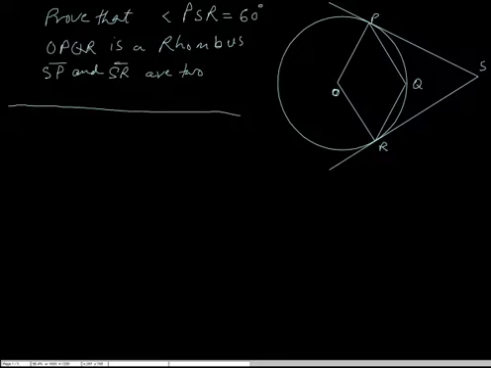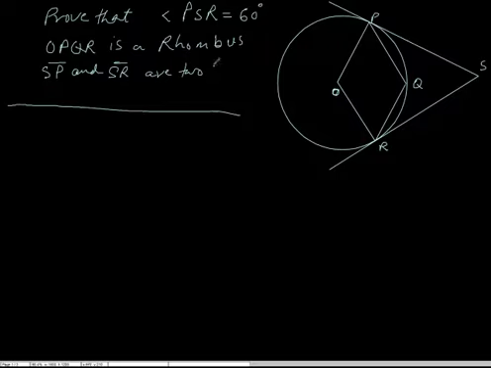The information given in this question is that OPQR is a rhombus, and SP and SR are two tangents. I will talk to you about this. Two tangents should be equal in length, so that distance is the same as that distance, right?